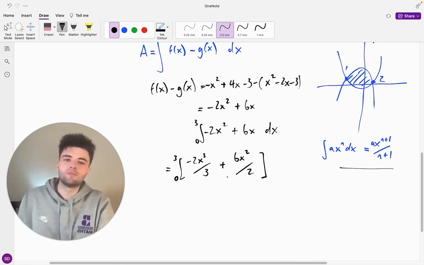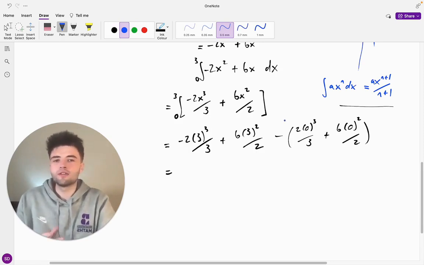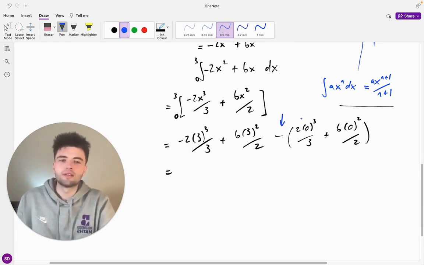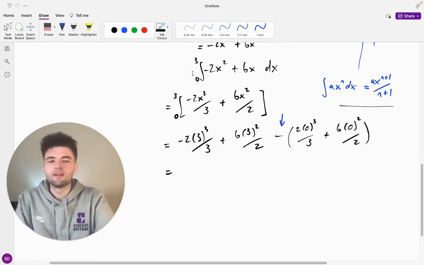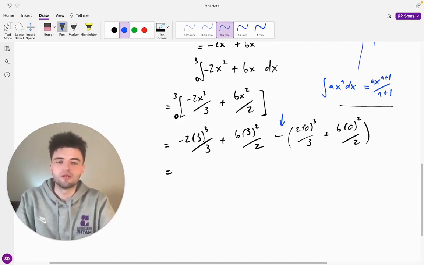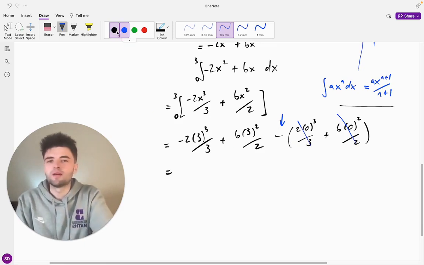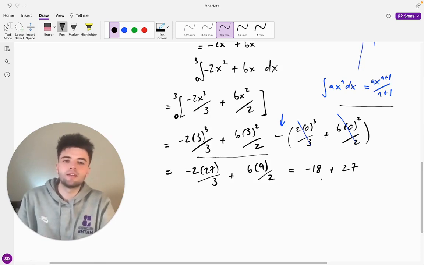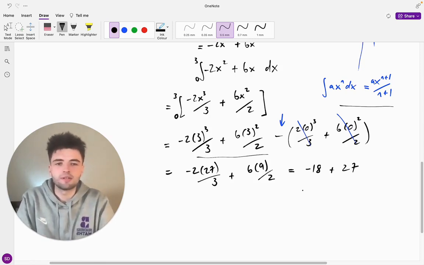Now our last step is to plug in the values of 3 and 0. Once we plug in our values, it's going to look like this. Make sure to include the minus sign and put everything in brackets on the right. But in this case, it's not going to matter too much because both of these terms go to 0, since we've got 0 cubed and 0 squared. Now we just need to simplify this fraction, and that is going to give us minus 18 plus 27, which is equal to 9. So it's going to be 9 square units.